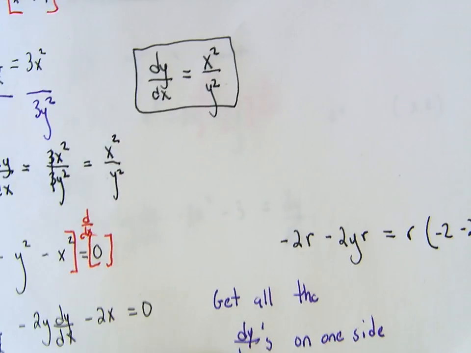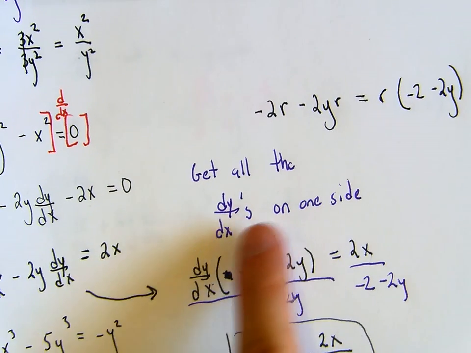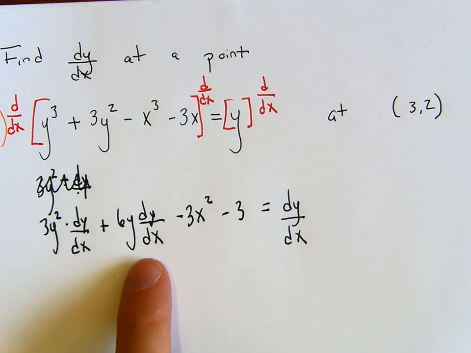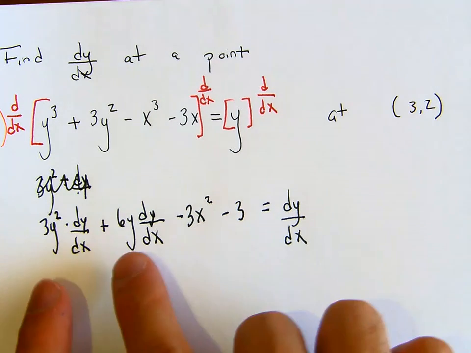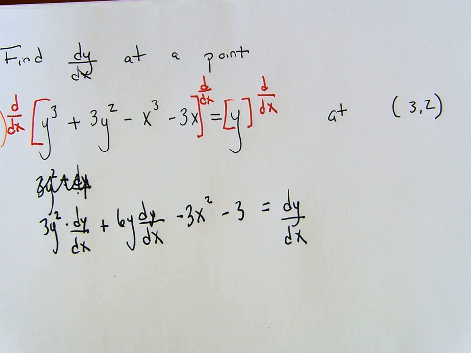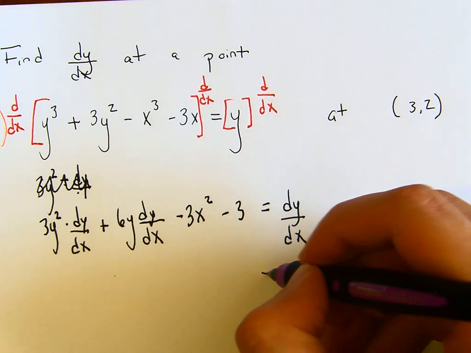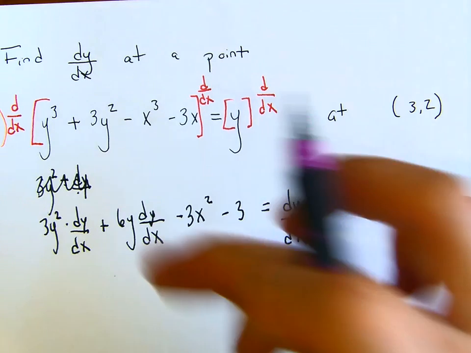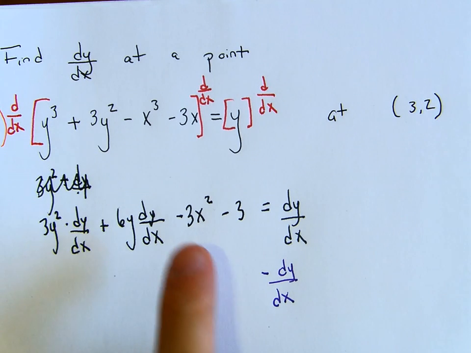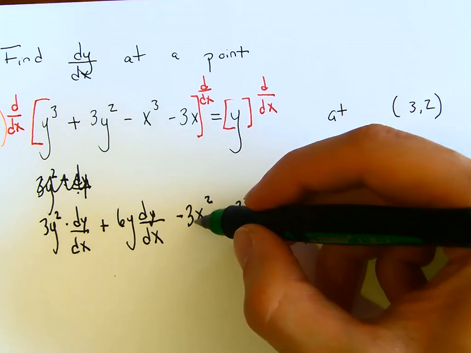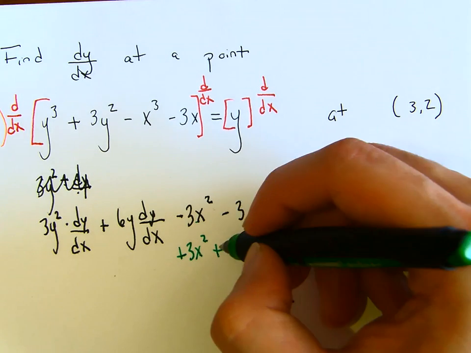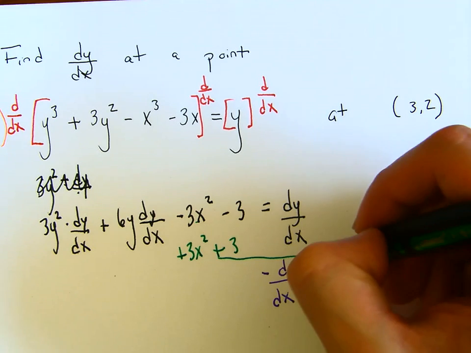Okay, now once you get to this point, what's the next move? Well, we talked about it, right? You want all the dy dx's on one side so you can factor it out. So notice here we have 3 dy dx's. Let's get all of them on one side. So the idea is, let's subtract a dy dx over here. We're going to bring this dy dx to this side. And what are we going to do with these two? We're going to add them, plus 3x squared plus 3, to this side over here.